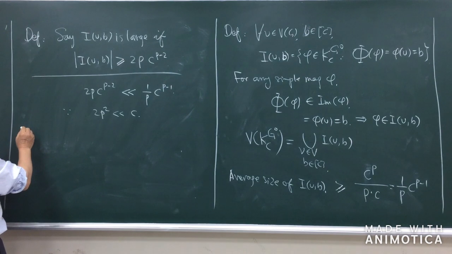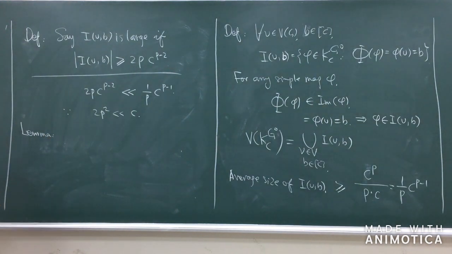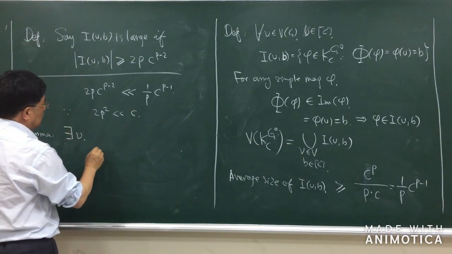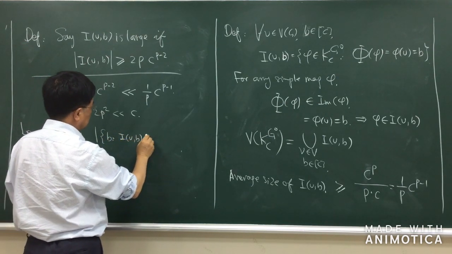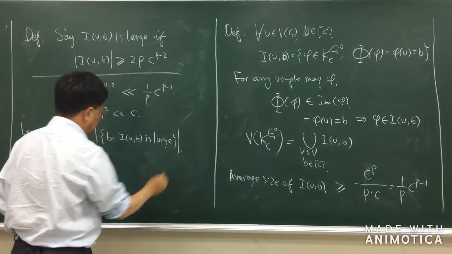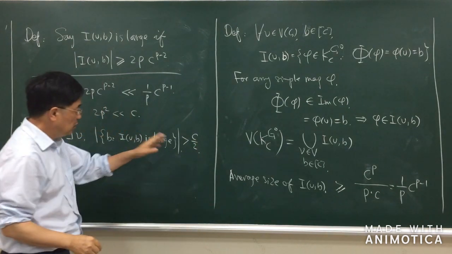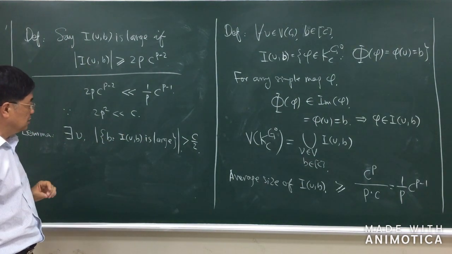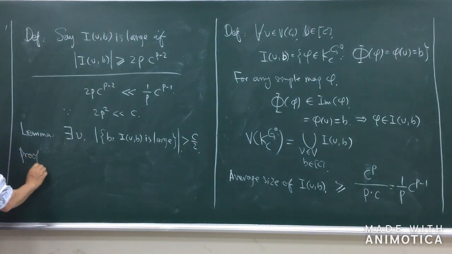Then we have this lemma. Again, this lemma looks quite natural given this intuition. The lemma says: look at the set of B such that I_{V,B} is large, for every V. How many B's make this large? This is more than half of the colors, more than half of those B for which this is large. Intuitively this is true, but we need to prove it. I'll just prove it.